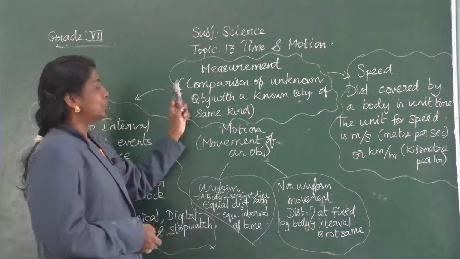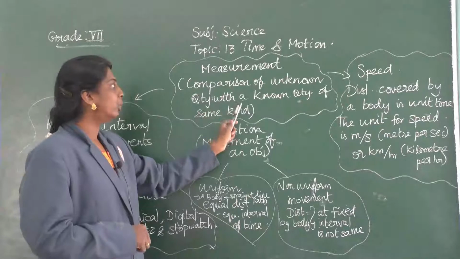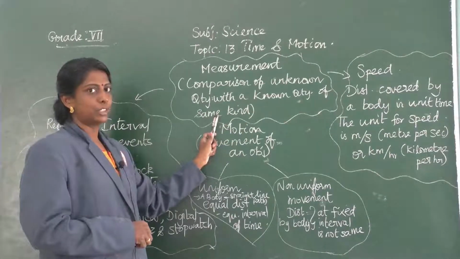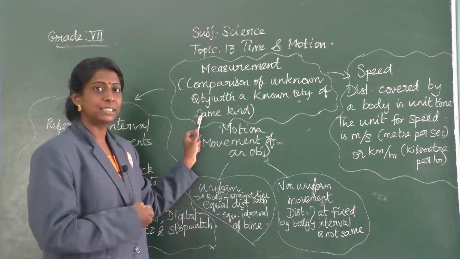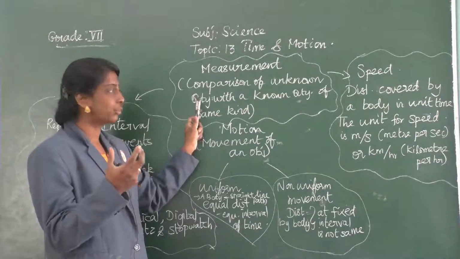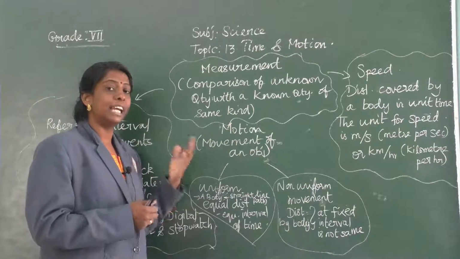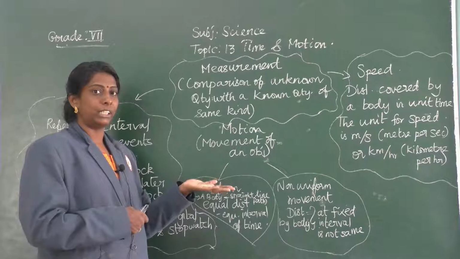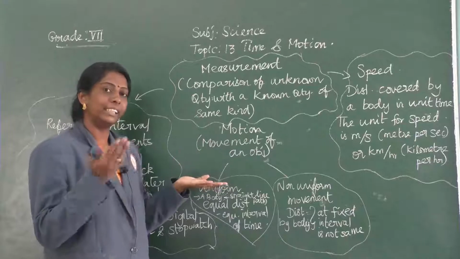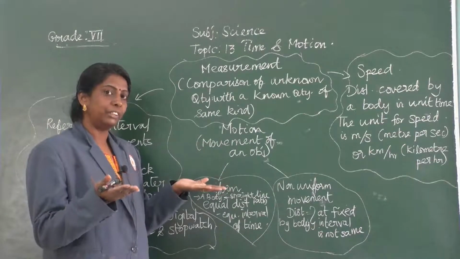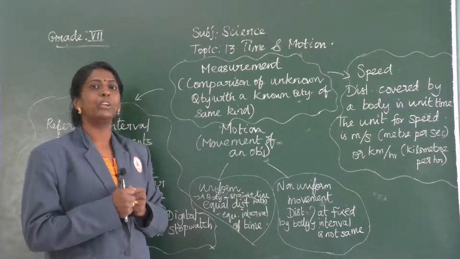So the proper definition for measurement is comparison of an unknown quantity with a known quantity of the same kind. On one side we have an unknown quantity, might be 4 to 5 kg of vegetables. We want to measure that 4 kg of vegetables with a known quantity of the same kind. On the other hand, we have a known quantity like 1 kg weight or 2 kg weight. So here known and here unknown. We are measuring the unknown in terms of known. That's what measurement is.